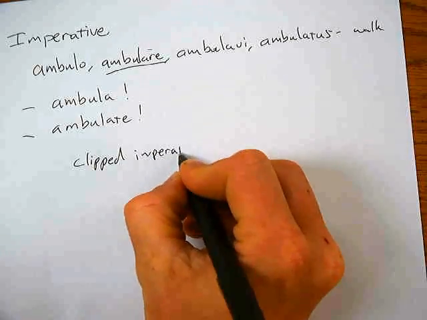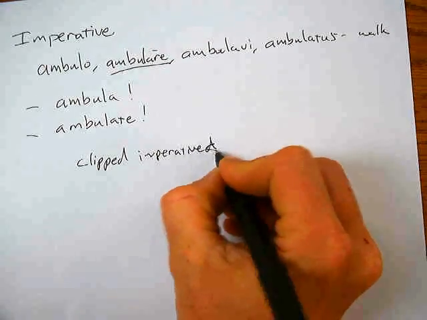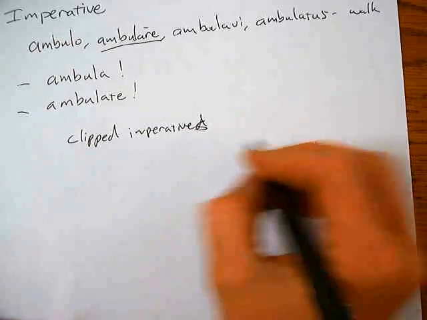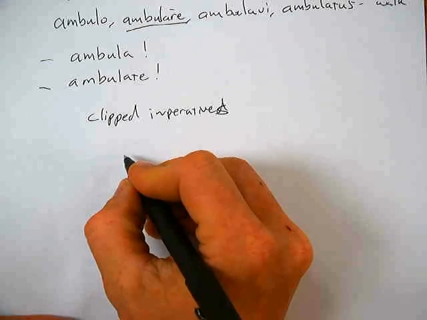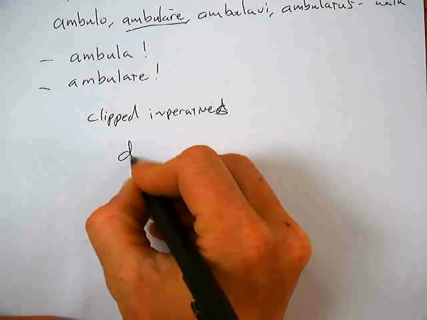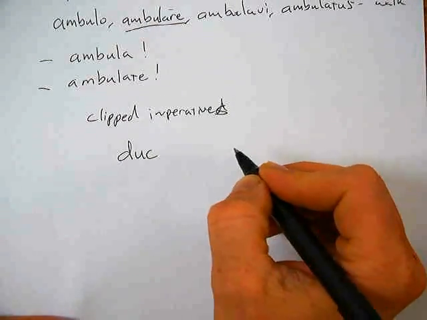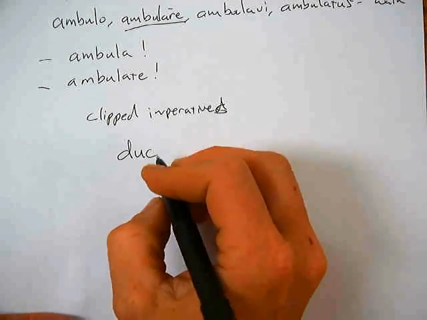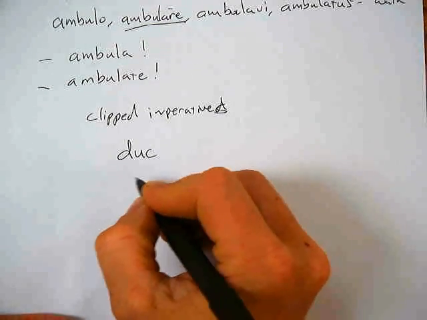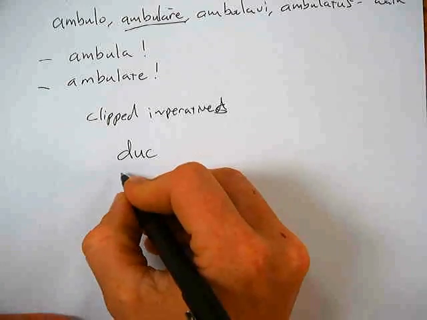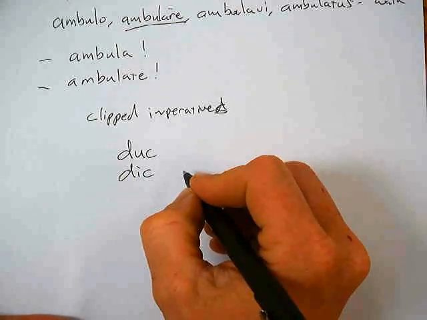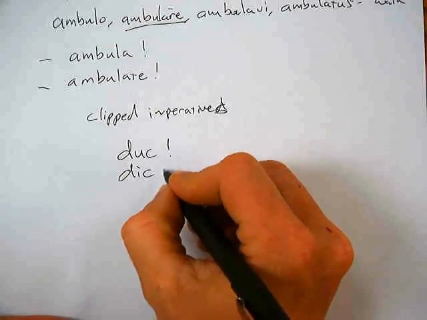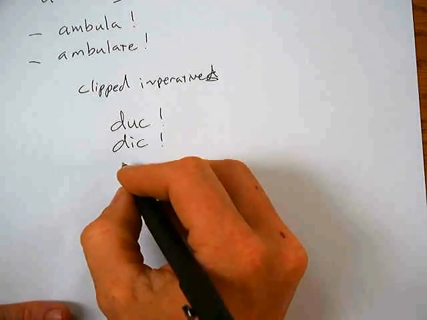And these are what they are. They are duco, ducere. Instead of being duce, it's just duc. Okay? Duc. Lead. Dico, dicere, to say, is just dic. So if you want to say tell me, you say dic mihi. Dic mihi. Tell me. Okay?